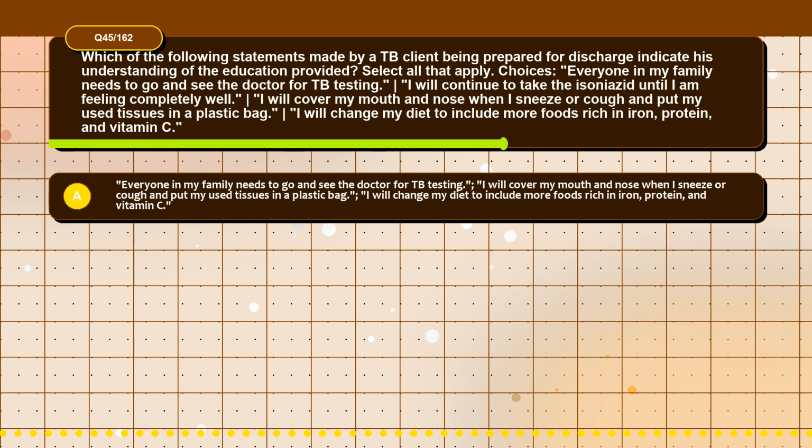Here are the options. Option A. Everyone in my family needs to go and see the doctor for TB testing. I will cover my mouth and nose when I sneeze or cough and put my used tissues in a plastic bag. I will change my diet to include more foods rich in iron, protein, and vitamin C.